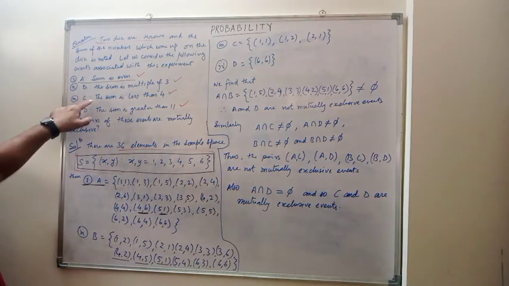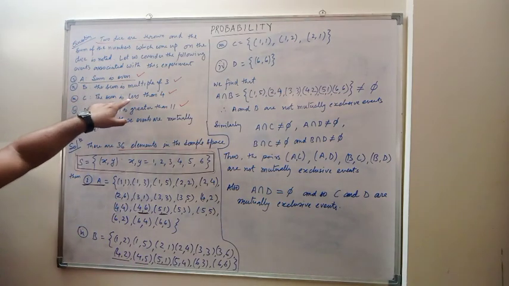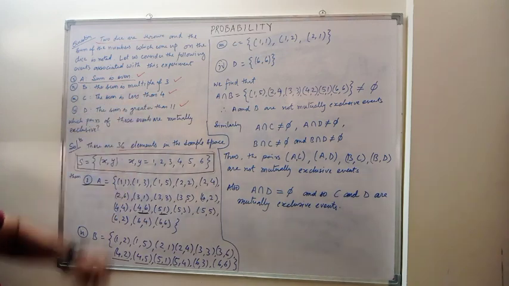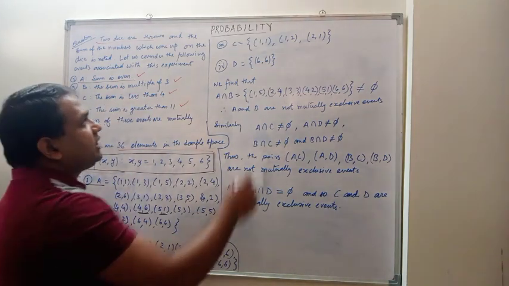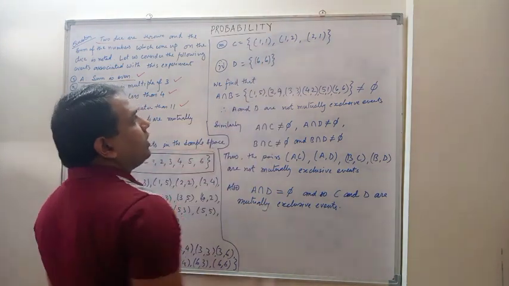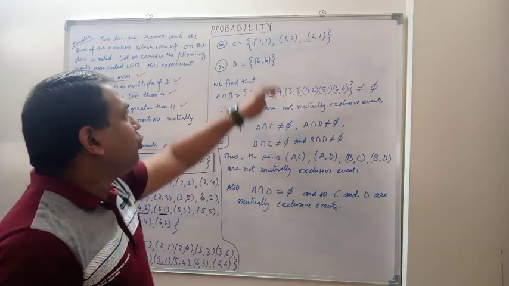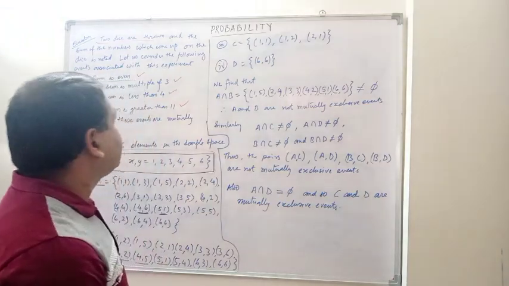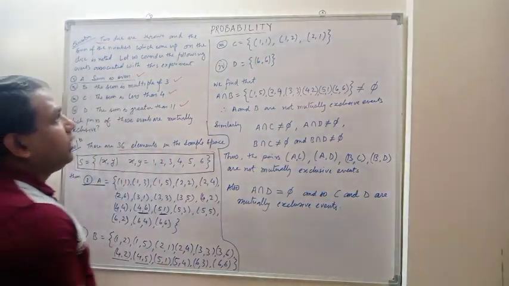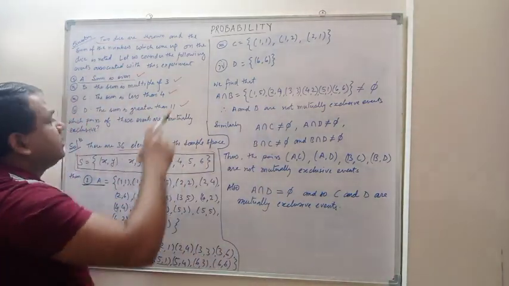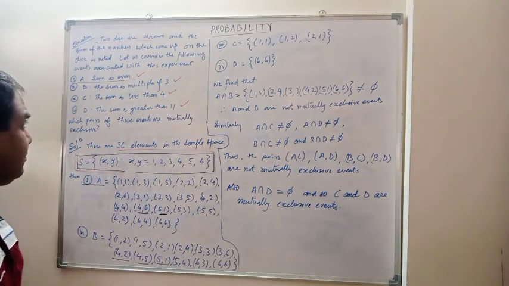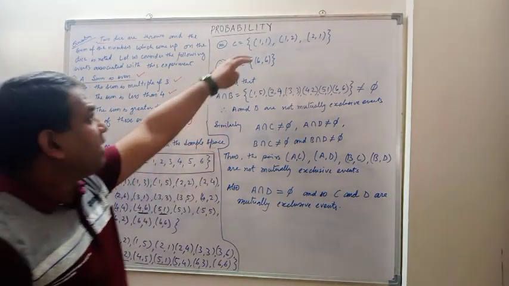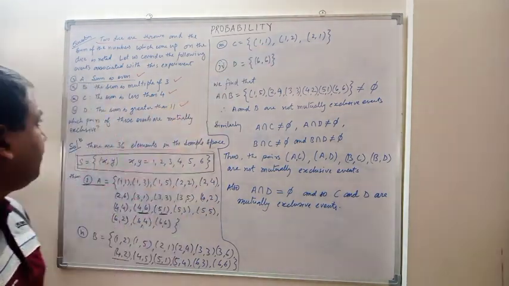Now point number 3, that is C, the sum is less than 4. So I have considered 1 1, 1 2, 2 1. These are the sample points which will give us a sum less than 4. As you can see, you won't get anything other than these with a sum less than 4.